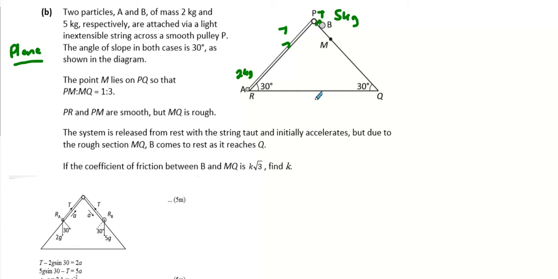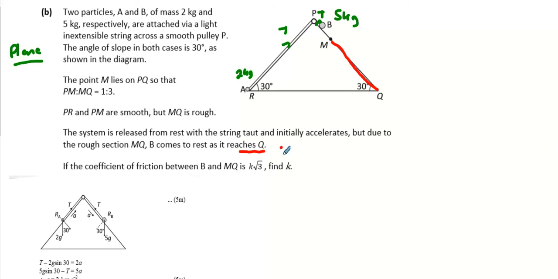PR and PM are smooth, but PMQ is rough. So just this red zone here where we've got to take friction into account. When friction's taken into account, it will also affect the tension in the string, so we've got to be aware of that. The system's released from rest with the string taut and initially accelerates, but due to the rough section MQ, B comes to rest as it reaches Q.